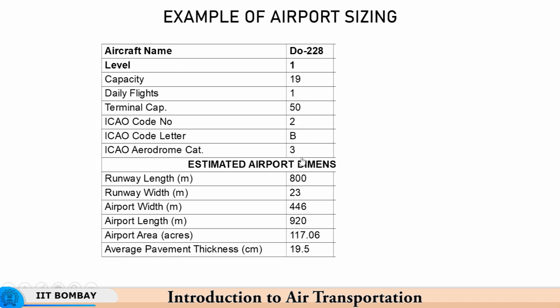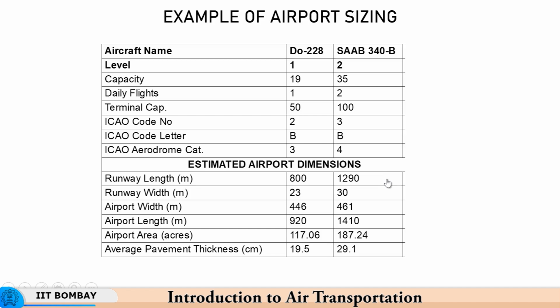When we did the calculations for the Saab 340B, for a level 2 airport, there are 2 flights a day, and one of them could be clashing with the other. Each flight is 35 seats only, and they are in the same code letter B. So, here what we see is that the runway width becomes 30 meters from 23 meters. That is because of the level of the airport.